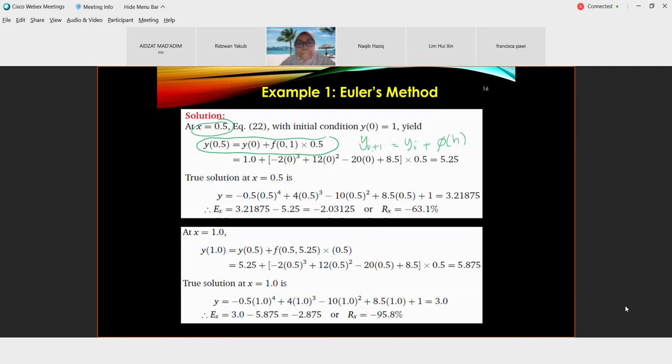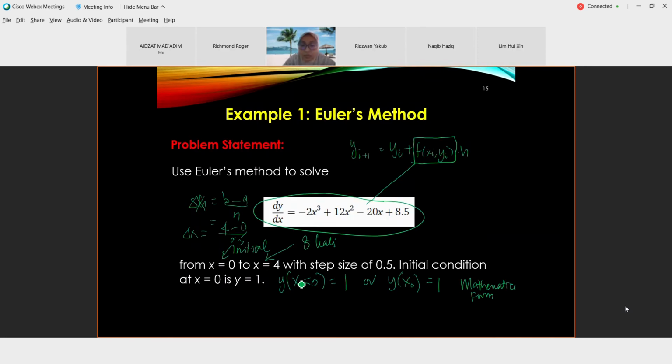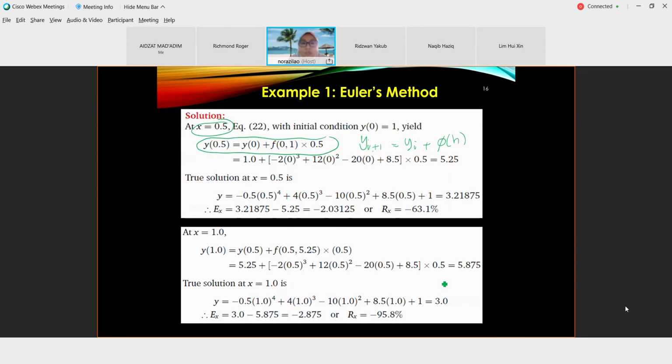Y naught is 1. We know y naught is 1, so please insert value 1. Value 1, plus phi multiply h. Which phi? This one, right? This is phi. So phi is dy dx.